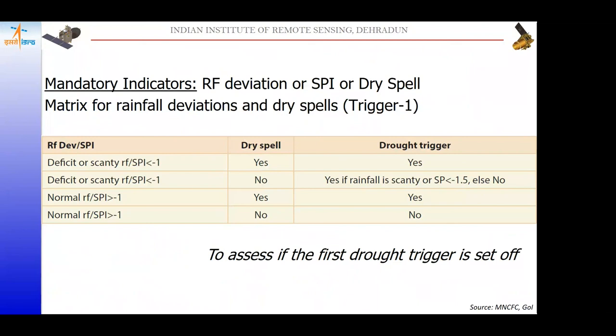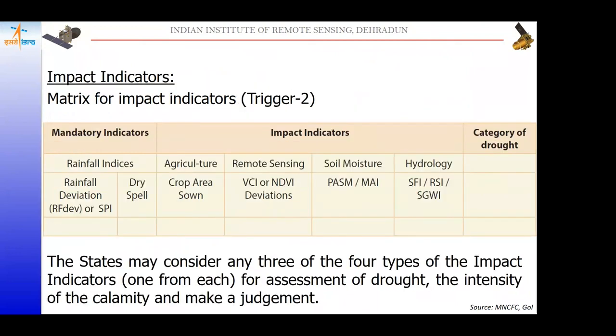But if the drought trigger is set off, then what is the next step? For the next step, they have to compute the impact indicator. So here it is mentioned that if the first drought trigger is set off, then they have to compute the impact indicator, and this is the matrix of the impact indicator, which defines the situation of drought trigger 2. If drought trigger 2 is set off, then it is the situation of the ultimate third step, which is for ground truthing and local area information, local area data collection.